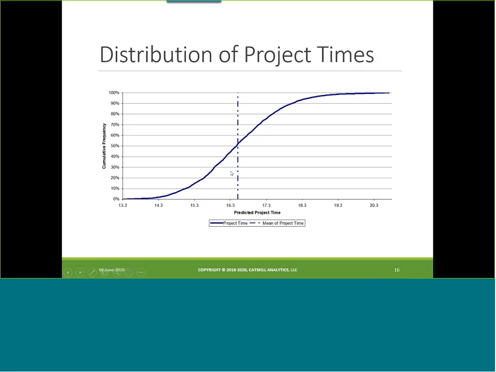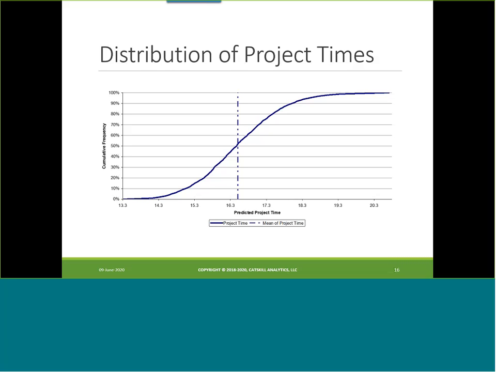One of the helpful ways to read this is to take a number like 16.3, come up to the line and come across, and it looks like about 45%. What that says is that 45% of the time, under these conditions, I would expect the project to take less than or equal to 16.3 weeks. That's what a cumulative frequency is all about. The statement is always less than or equal to whatever particular point you're looking at.